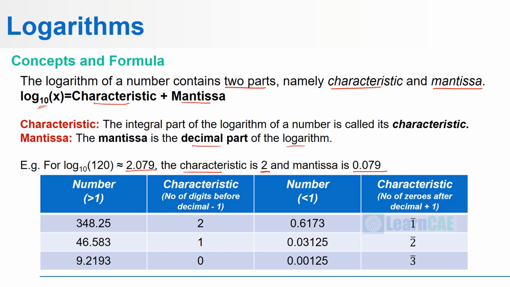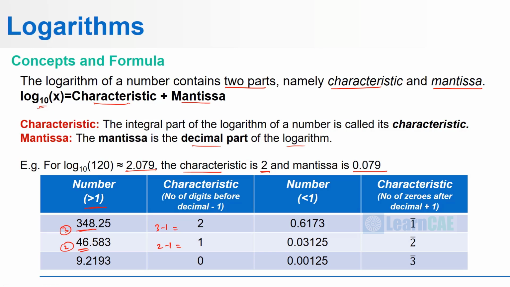Okay. So to find out the characteristic, whenever the given number is greater than 1, then the characteristic is number of digits before the decimal minus 1. For example, in the first case, the number is 348.25. The number of digits before the decimal is 3. Therefore, the characteristic is 3 minus 1 is equal to 2. Similarly, for the next one, the number of digits before the decimal is 2. Therefore, the characteristic is 2 minus 1 is equal to 1. Similarly, for the last one, it is 0.